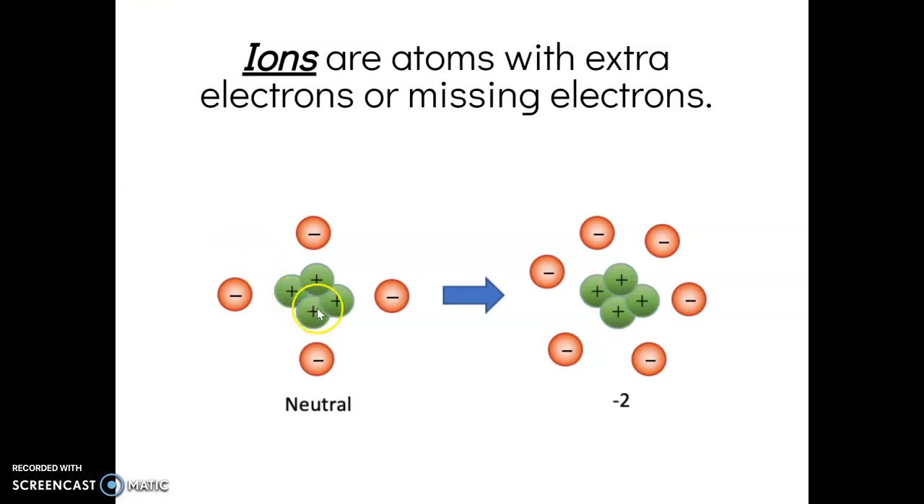Okay, so the example here, we start with a neutral atom with 4 protons and 4 electrons. They cancel each other out. But in this atom, it's still the same element because it still has 4 protons. So remember, the protons are still going to determine the identity of the element. So we still have 4 protons here, so it'll still be the same element. But this particular atom has gained 2 electrons here. So it's gained 2 electrons, and because there's now 2 more electrons than there are protons, and because electrons are negative, the overall charge of this atom is now -2 instead of 0.